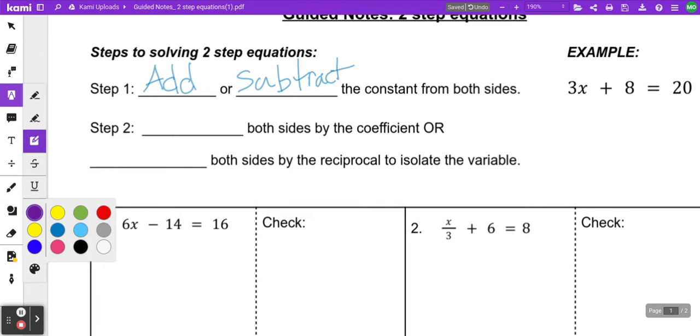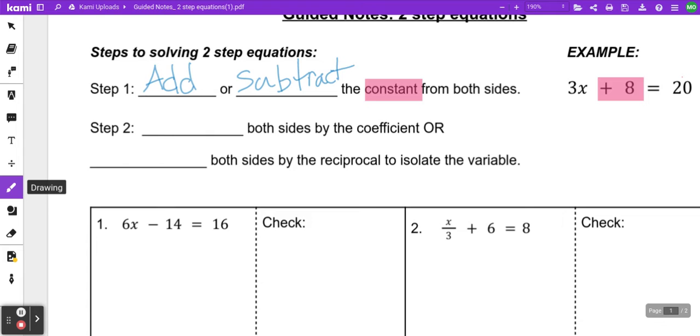Now, the constant is a number that is without a variable. Technically, we have 2 constants, but we always want to get rid of the one that is on the side with the variable. Okay, so then with that example, we're going to subtract 8 because that's the opposite of adding on both sides. That's your step 1. Then remember to bring down what has not canceled out.